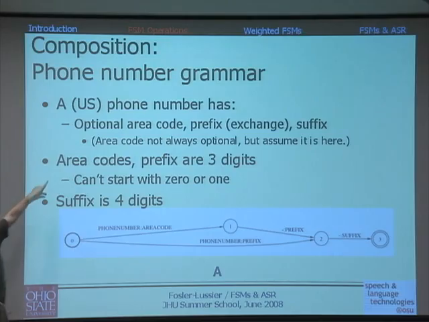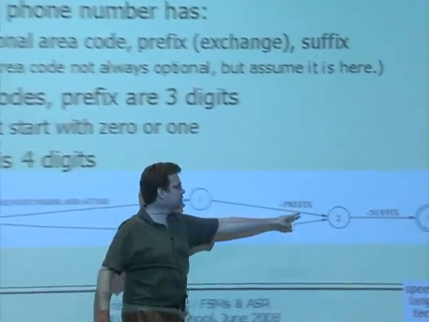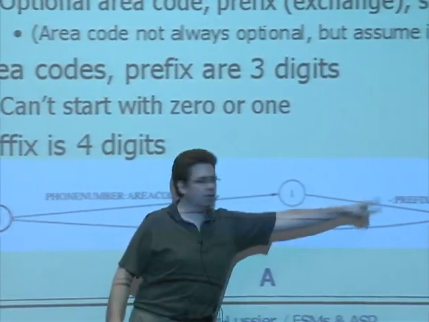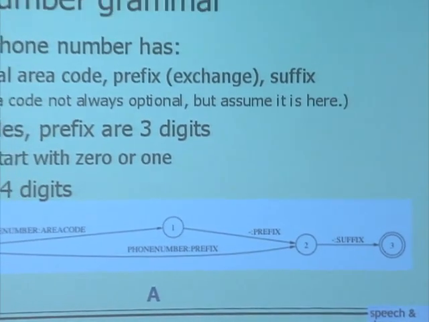Okay. Well, with an area code, the prefix is going to be 3 digits, and the rules are they can't start with a 0 or 1, right? Because 0 and 1 are signaling codes to the operator. The suffix is 4 digits. It can start with a 0. That's no problem, right? Okay, so we can write a small grammar for that. A phone number starts with an area code, so I have a phone number. It's an area code, a prefix, and a suffix, right? Or a phone number can be a prefix followed by a suffix. Good? Okay, so there's a little bit of optionality in there.